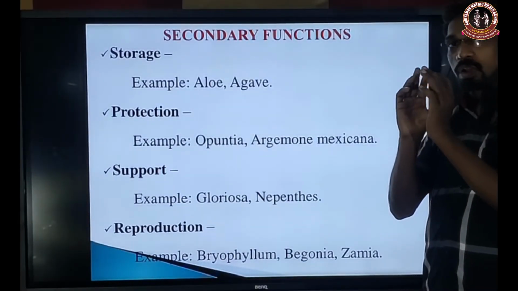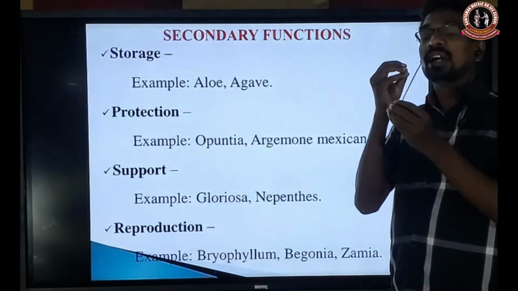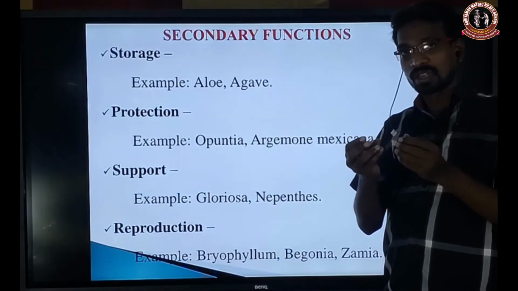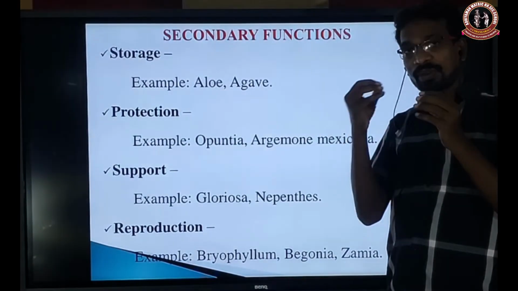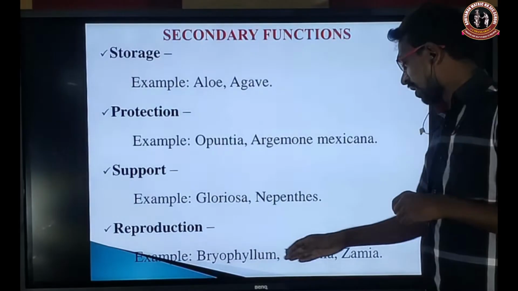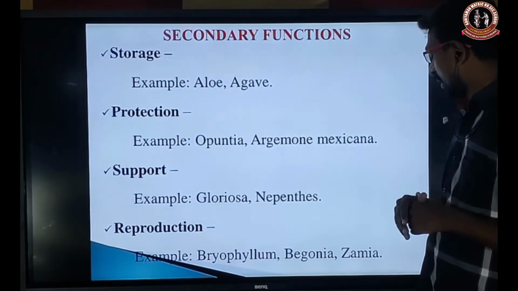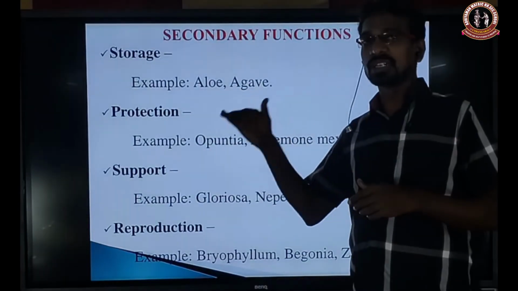The leaf acts as a reproductive organ. It forms foliar buds. These foliar buds later develop, detach from the parental leaf and develop into a new young plant. Bryophyllum, Begonia and Zamia. So these are the additional or secondary functions of the leaf.